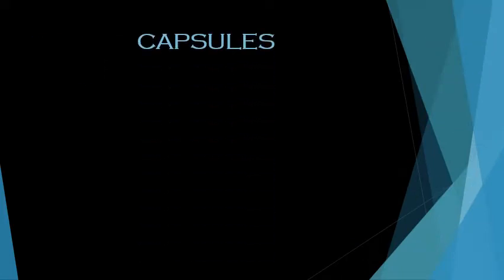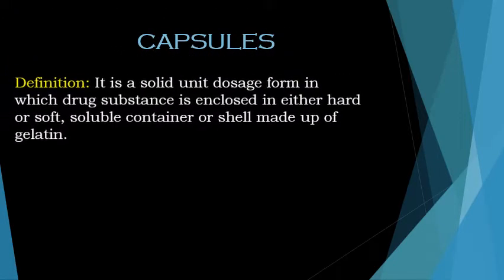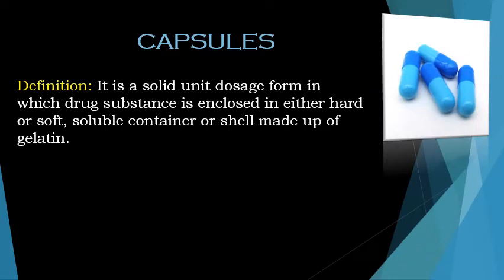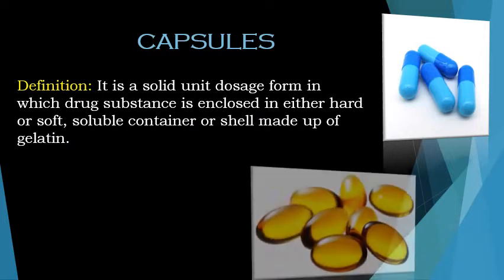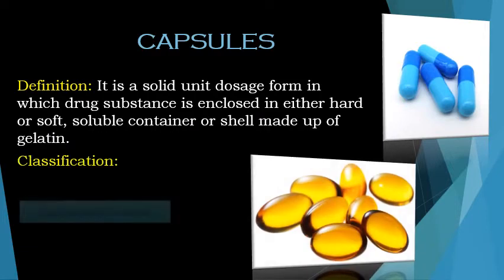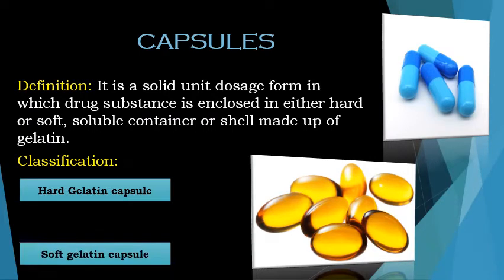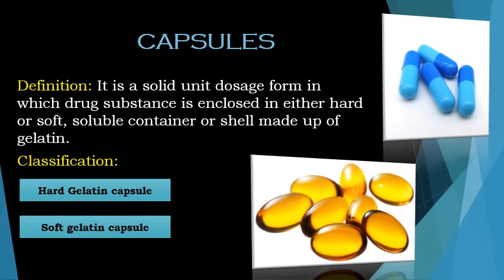From here onwards, I would be explaining each solid unit dosage form in detail along with its definition, classification, and some examples. Capsule is a solid unit dosage form in which drug substance is enclosed in either hard or soft soluble container or shell made up of gelatin. Classification: it can be classified as hard gelatin capsule and soft gelatin capsule.